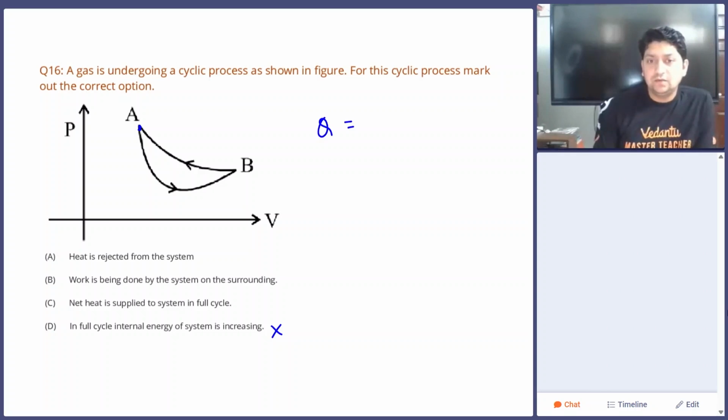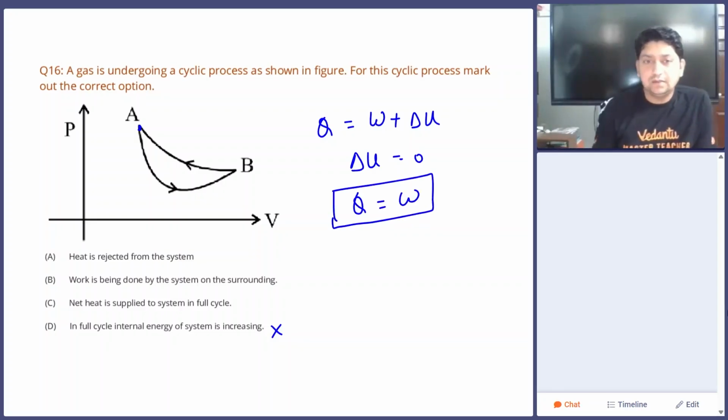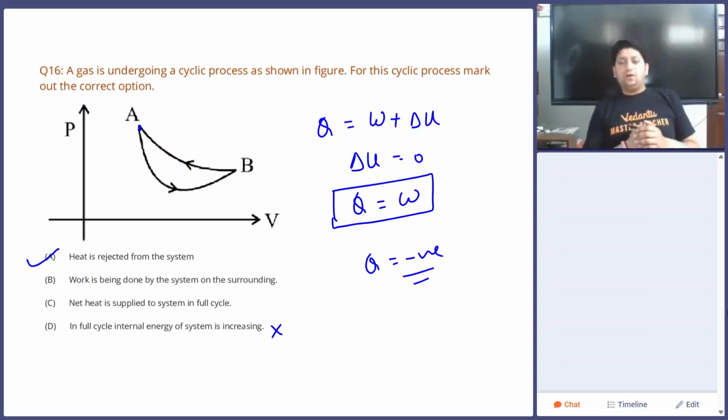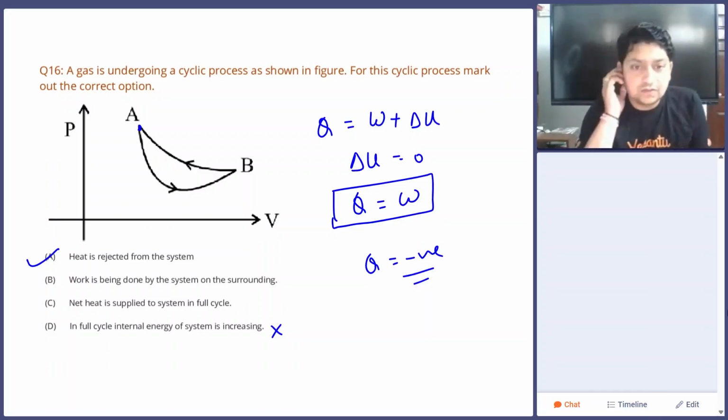So we know that Q is equal to W plus delta U. So delta U over here is 0, right? And Q over here will be equal to W. And here the work done is negative, so Q must be negative. So Q heat is rejected. As Q is negative, so heat is rejected from the system. So this A option has to be the correct answer, right? So net heat is not supplied, it is actually rejected by the system.